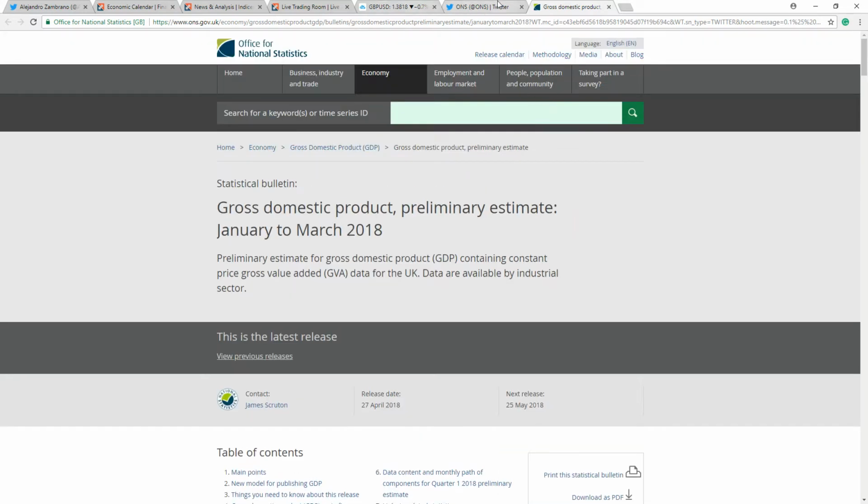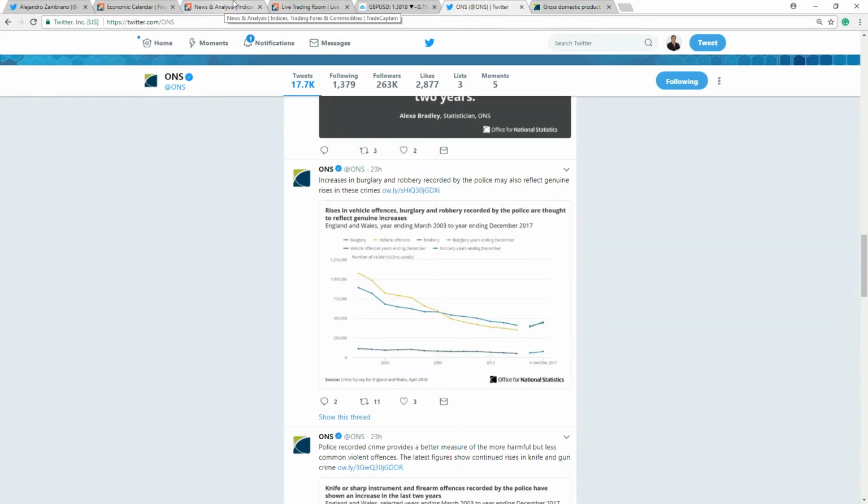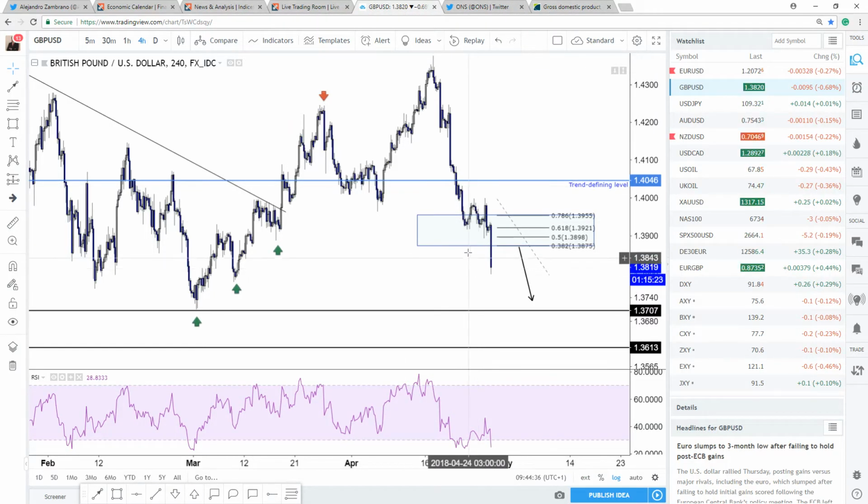That was pretty much it. So weak numbers in general, sell-off in the market, very straightforward.